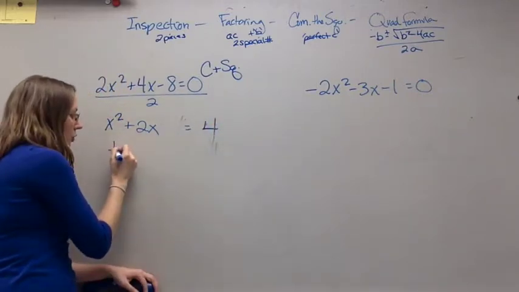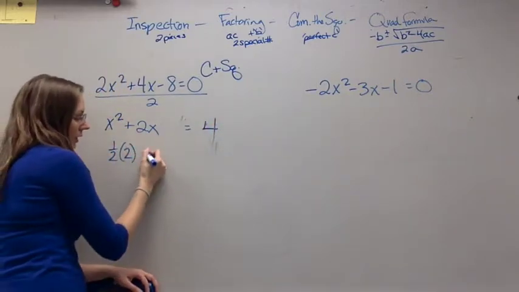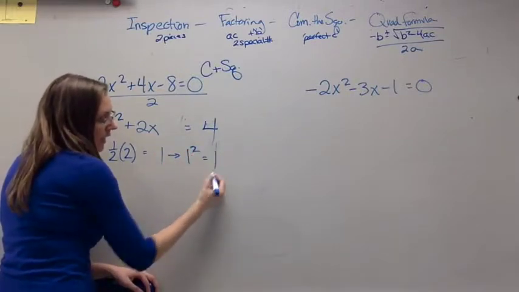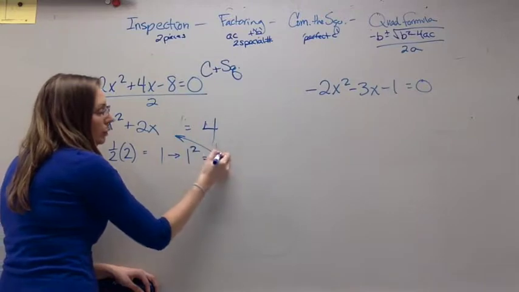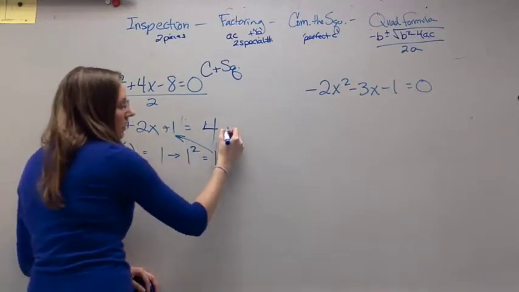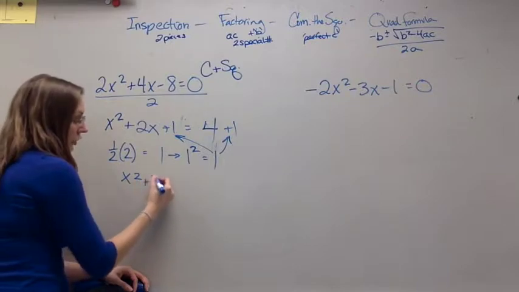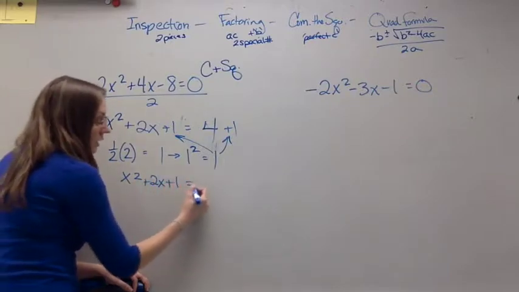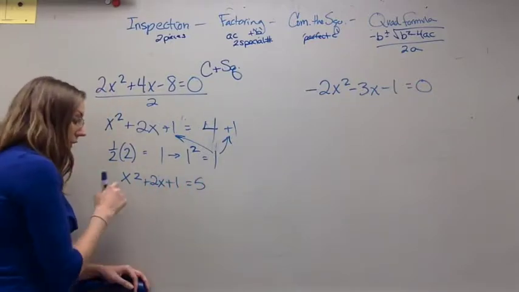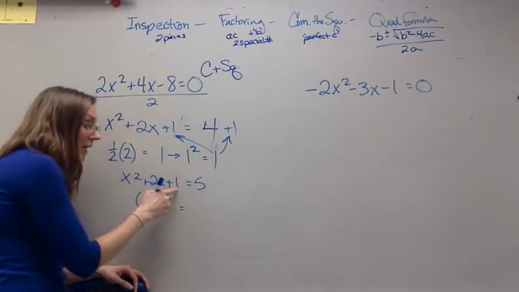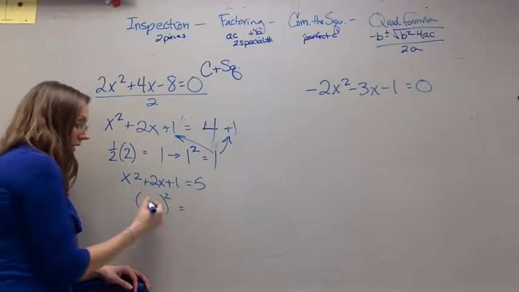So I'm going to half my B value. Half of 2 is 1. Now I'm going to square that 1, and I get 1. And I'm going to add it to both sides. So what I'm left with now is x squared plus 2x plus 1 equals 5. From this, I'm going to change it into its perfect square form. I needed that c to be able to change it quickly.